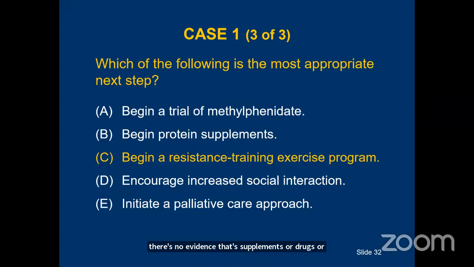And as for the option to encourage increased social interaction, social isolation could be contributing to functional decline, but interventions to enhance social interaction have not been shown to improve frailty at all, okay? And for the palliative care approach, as we said before, it's for the end stage, the people who are resistant to treatment. But in this patient, we are just starting to treat. So we're not going to use palliative care, okay?